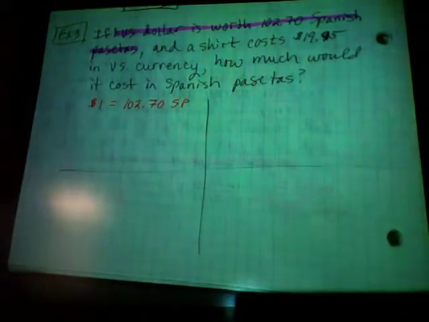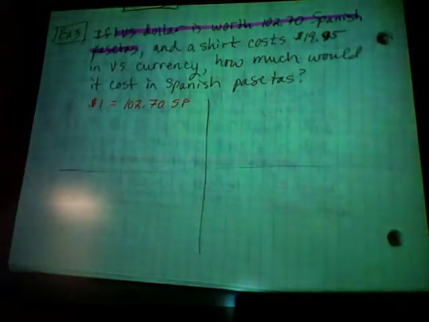I can write that as a ratio, actually technically a rate: $1 over 102.7 Spanish pesetas or 102.7 Spanish pesetas over $1. Just like I could write 12 inches over 1 foot or 1 foot over 12 inches. It's a conversion. There's a different way to solve this problem than a proportion, but you're going to use a proportion today. So what is it that we don't know?